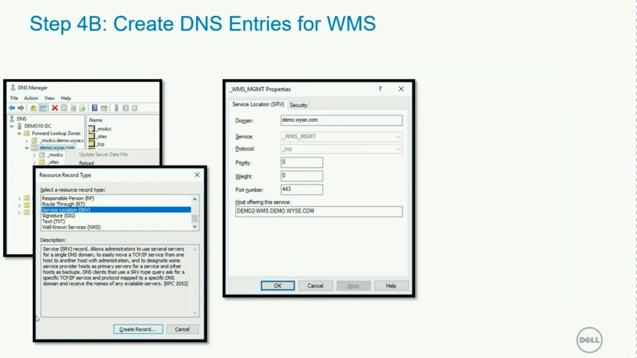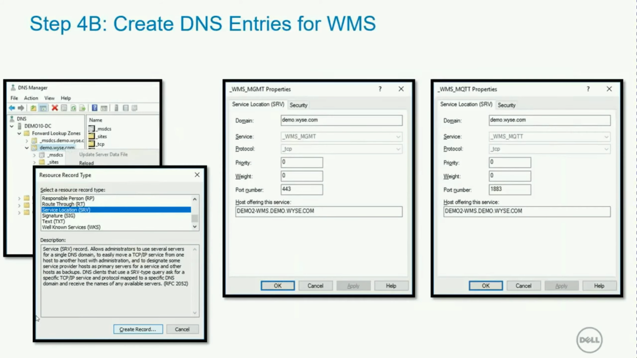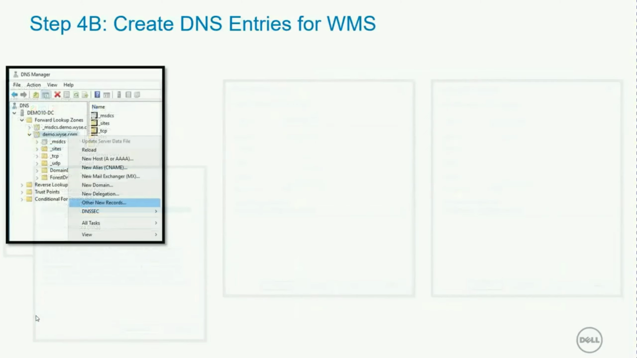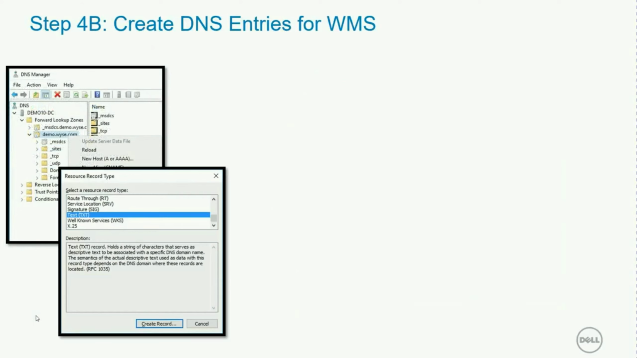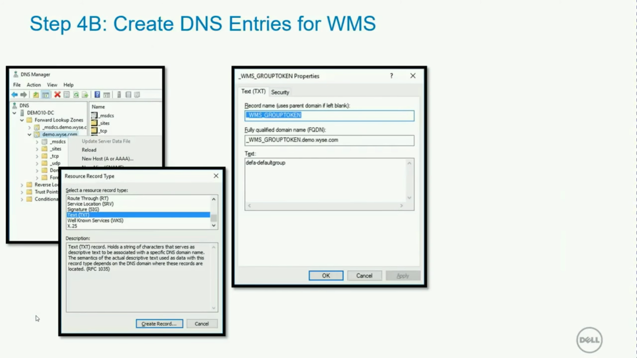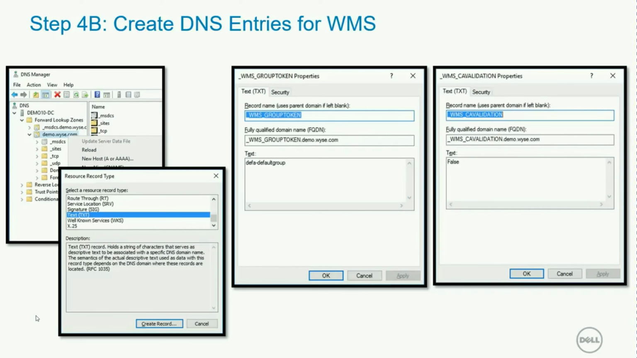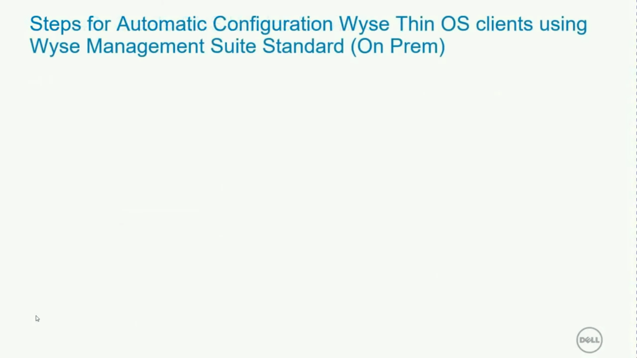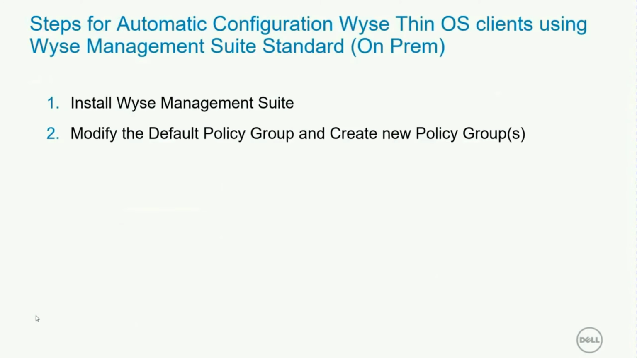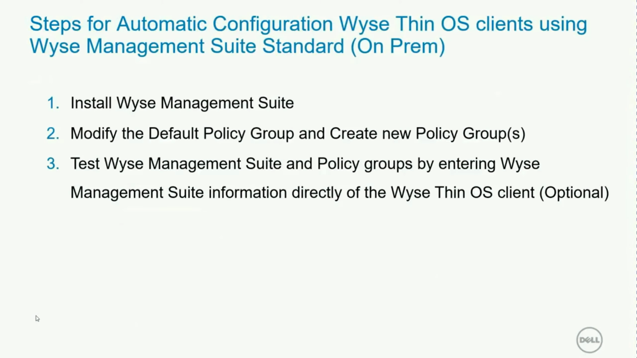So here are screenshots of my SRV record. Again, pay special attention to the format. You can see the full DNS name. The ports are specified. And then for my text records, you can see here I've got that default group as well as the CA validation status set to default. So go ahead and bring up one last time these are the 4 steps that we did.